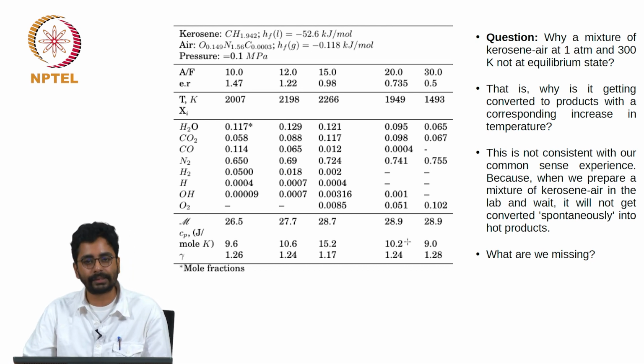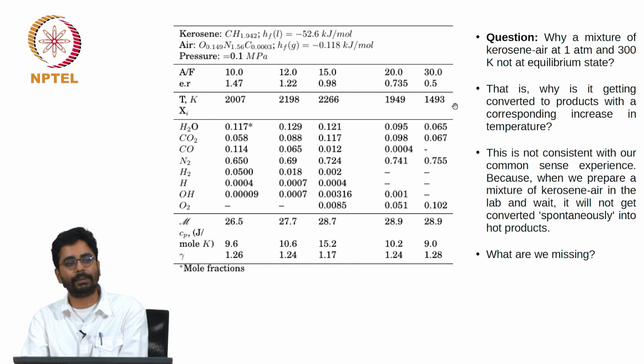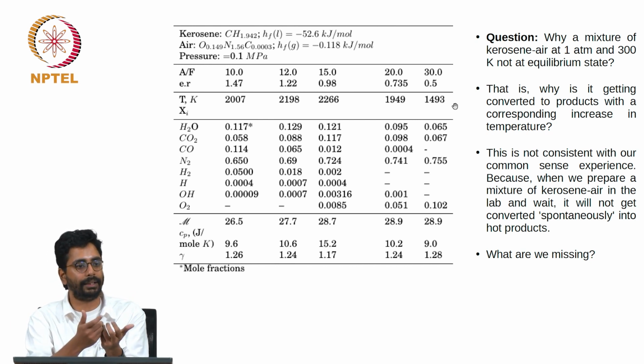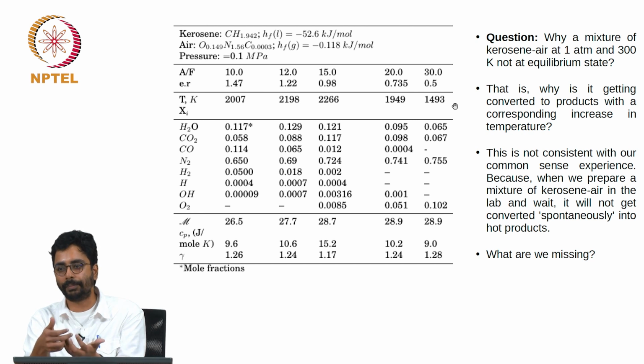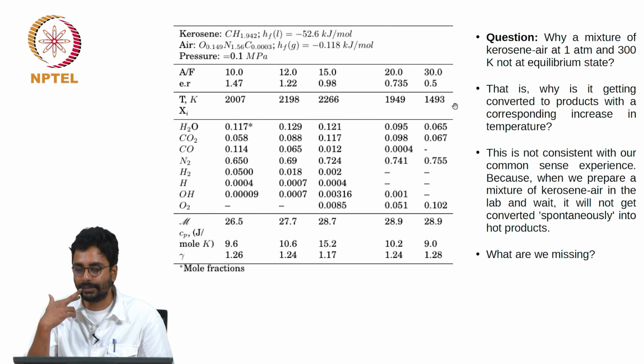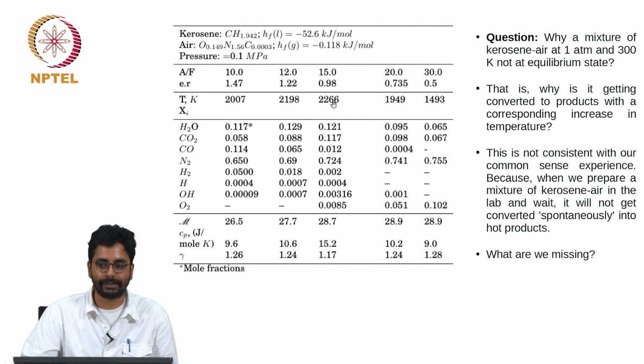But what I would like to discuss now is I posed a question here: why is a mixture of kerosene and air at 1 atmosphere and 300 kelvins not at equilibrium state? What I mean by that question is, if my initial condition is a stoichiometric mixture of kerosene and air at room temperature and room pressure, you input this data into the NASA CEA code and say calculate, you will get this answer. You will get a temperature of 2266 kelvins and composition corresponding to this.